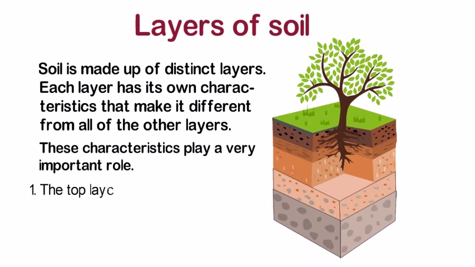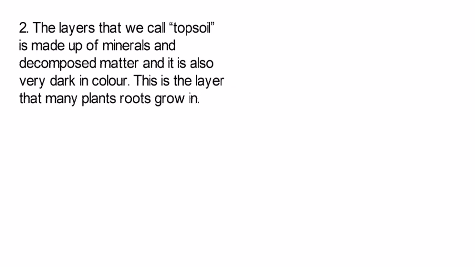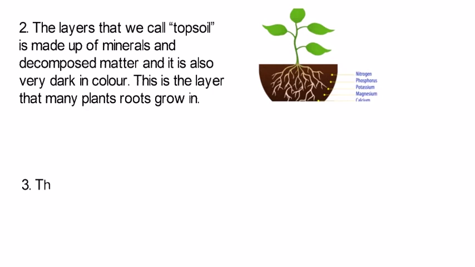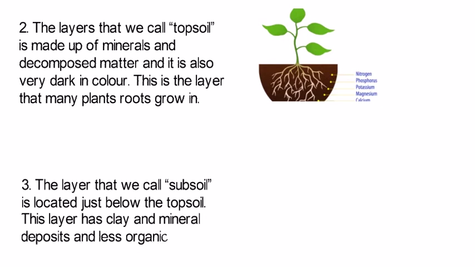The top layer of soil is made up of living and decomposed materials like leaves, plants, and bugs. The layer that we call topsoil is made up of minerals and decomposed matter, and it is also very dark in color. This is the layer that many plants' roots grow in. The layer that we call subsoil is located just below the topsoil. This layer has clay and mineral deposits and less organic materials than the layers above it.